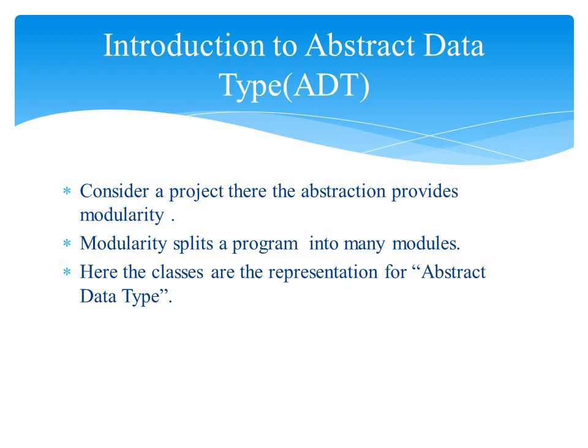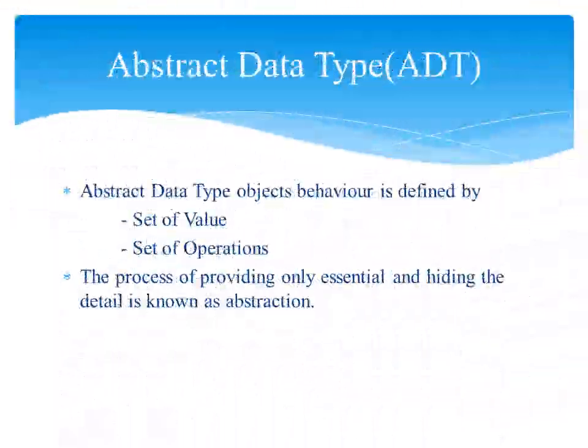The abstraction provides modularity. Modularity splits a program into many modules. Here the classes are the representation for the abstract data type. Abstract data type object behavior is defined by a set of values and a set of operations. That is, you are going to mention what operations have been specified but not how those operations are implemented. The process of providing only the essential and hiding the details is known as abstraction.